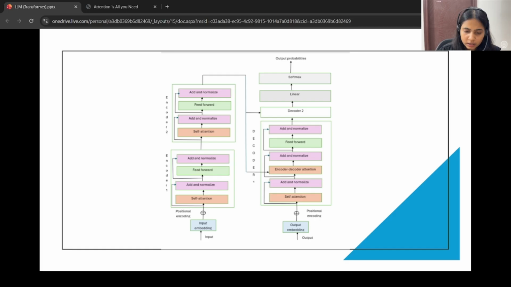So now it should know. After this part, we'll know that "it" means the cat. It is referring to the cat, it's not referring to the mat. Because of this feed forward neural network, we'll know these things.